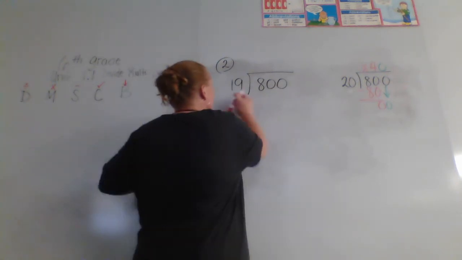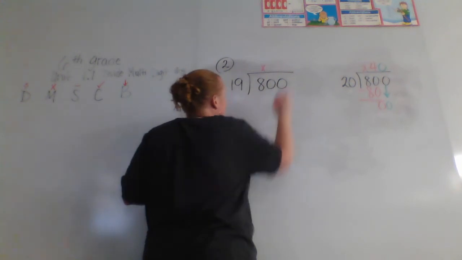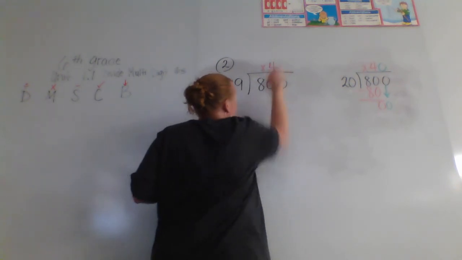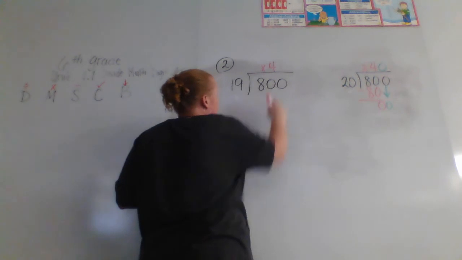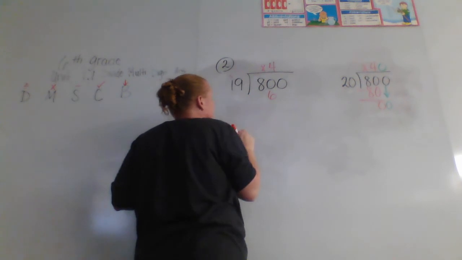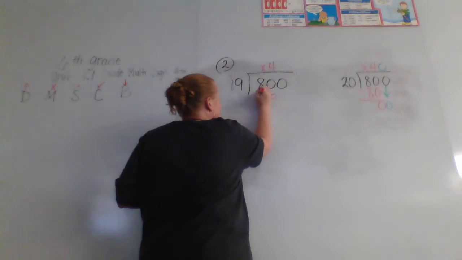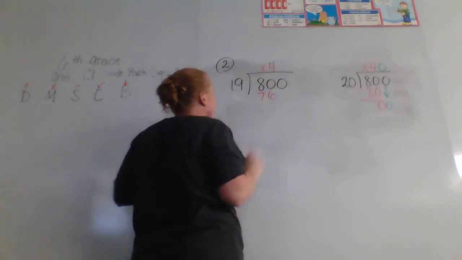So 19 doesn't go into 8. I'm going to put a placeholder. 19 into 80, I'm going to put 4 times because it's so close to 20. 4 times 9 is 36. So I'm going to put my 6. I'm going to carry my 3 for a minute. 4 times 1 is 4, plus 3 more is 7. I'm going to erase that 3 now.